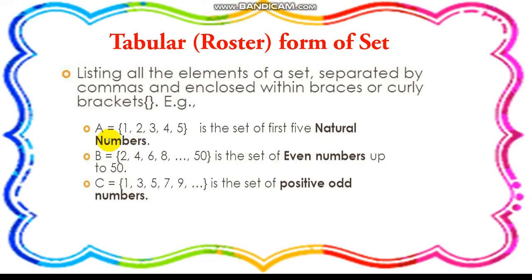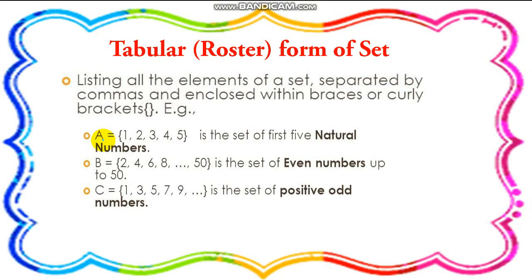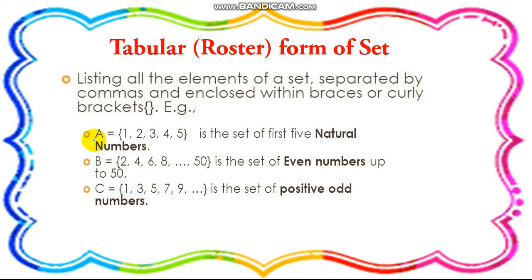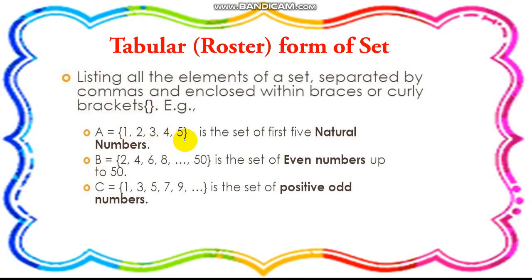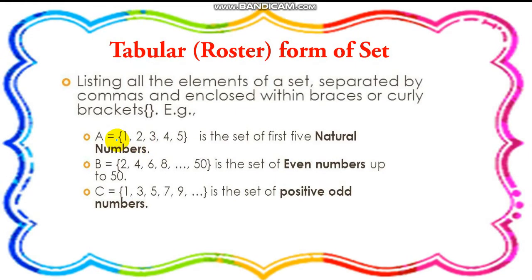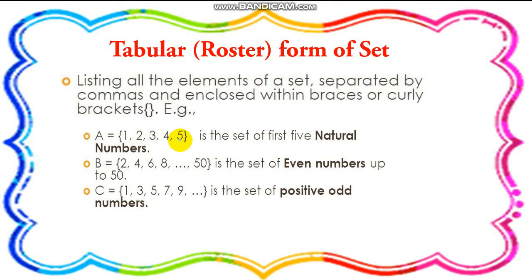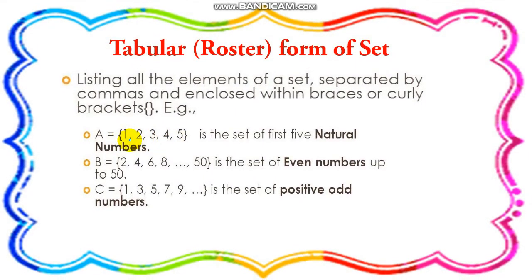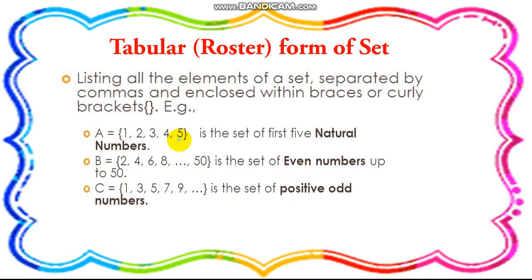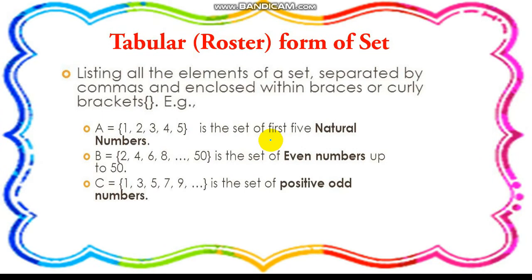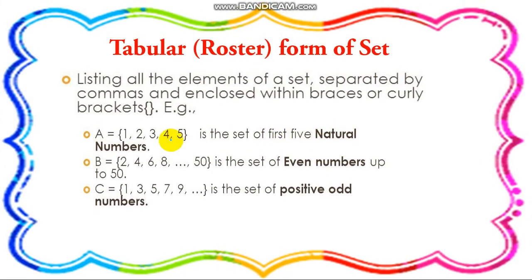set A. Here you can see we represent this set A with the capital letter A. After this we will put the is equal to sign and then we write the elements of the set inside the curly bracket. 1, 2, 3, 4, 5, these are the elements and we will separate the elements by using commas. So this is the set of first 5 natural numbers.